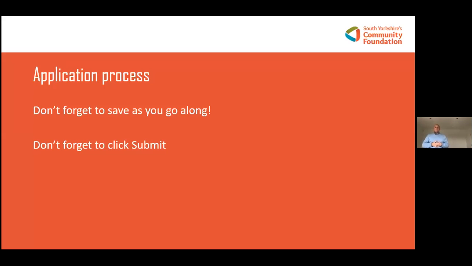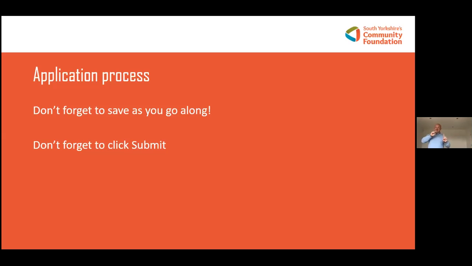When you're happy with it, you click submit, and if you've done the job right, it will submit it. If you haven't, as I mentioned with the money, it won't submit. And unhelpfully, it doesn't tell you specifically what you've got wrong. But firstly, check the numbers, make sure that they all add up in terms of how much you need from us and how much you said it's all going to cost.